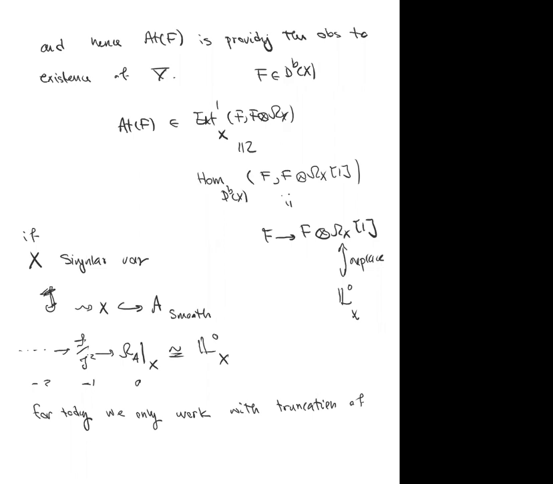Truncation of L dot of X at degrees bigger than or equal to -1, meaning that we are just interested in these two pieces. If X is a singular variety, singular scheme, even a Deligne-Mumford stack, this is how the cotangent complex looks. If it's a quotient stack or something like that, it could have a term in degree 1 and so on. I'm sure many people know about these things.